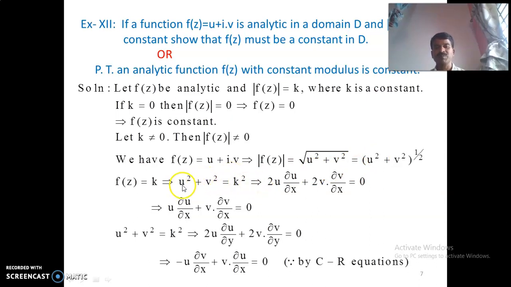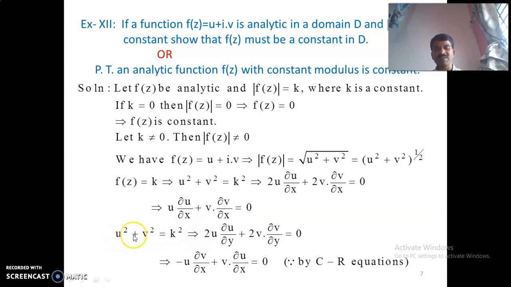Then you can differentiate with respect to x in this relation. So that means 2u ∂u/∂x plus 2v ∂v/∂x, partially. Then k is a constant, so its derivative is 0. Since 2 is not equal to 0, this relation is 0. And again you can take u square plus v square equal to k square.